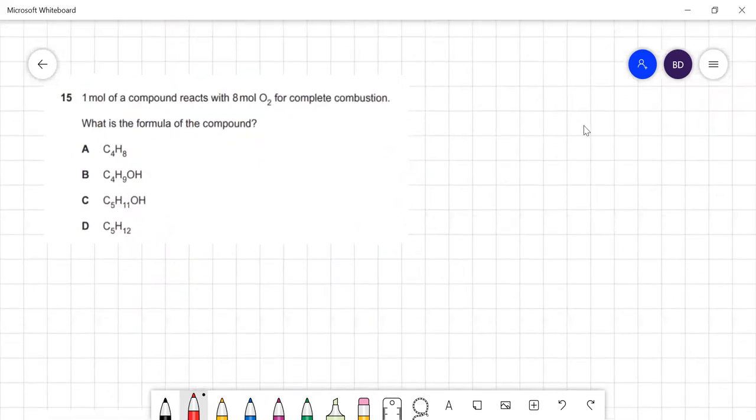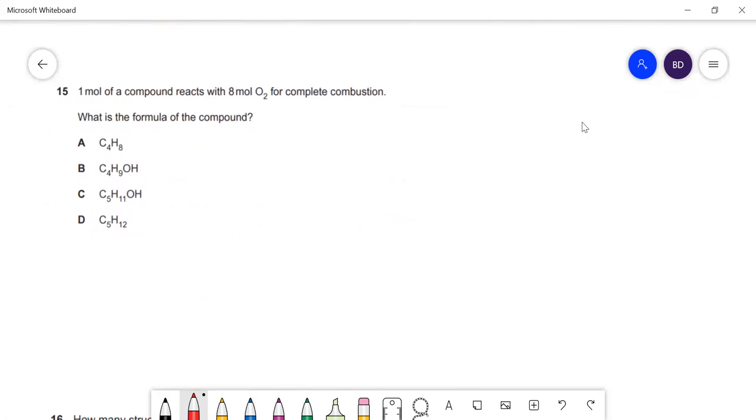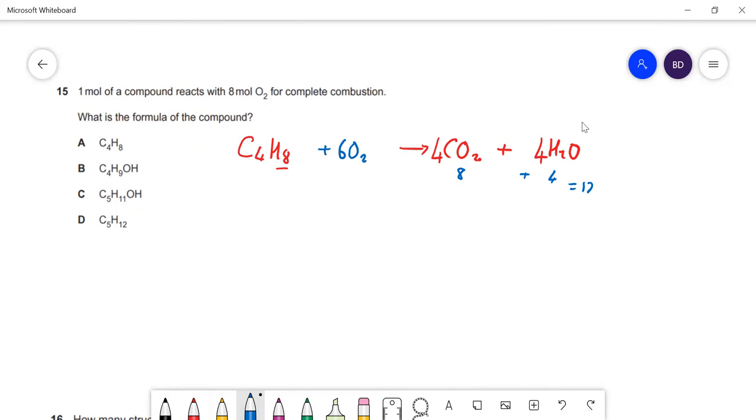One mole of a compound reacts with 8 moles of oxygen for complete combustion. What's the formula of the compound? Well, we need to write a balanced equation for these. Let's do the first one. C4H8 goes to CO2 and H2O. So 4 carbons on the left, we need 4 CO2s, 8 hydrogens, so we need 4 waters. How many oxygen atoms have we got? We've got 8 there plus 4 in the waters, that's equal to 12. So we need 6 O2. That's only going to react with 6 moles, so that's not the answer.